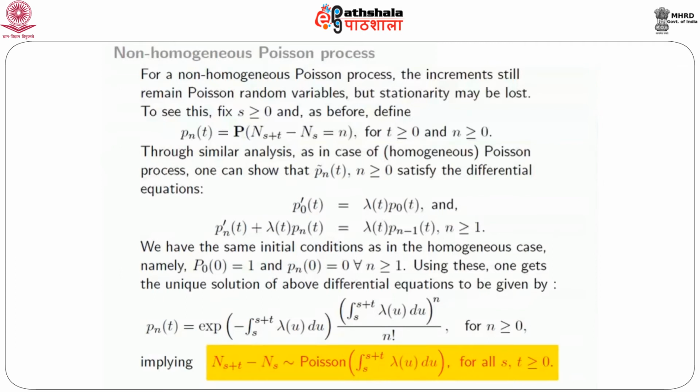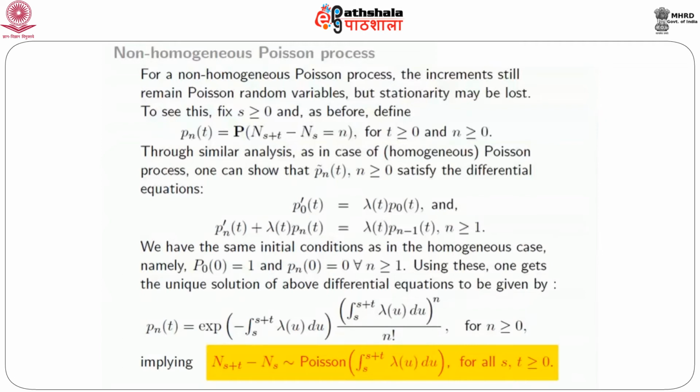So using this, one can then get the unique solution of these differential equations exactly as before, which turns out to be P_n(t) equal to the exponential of minus the integral from s to s+t of lambda(u) du, times the integral from s to s+t of lambda(u) du to the power n divided by n factorial. This is true for every n greater than or equal to 0. And what does it mean? This is clearly the probability mass function of a Poisson distribution, and you can also identify the parameter.